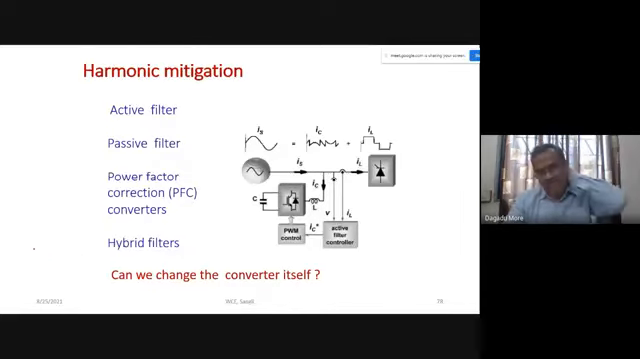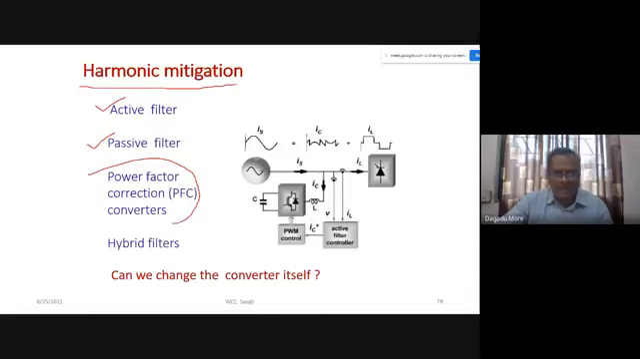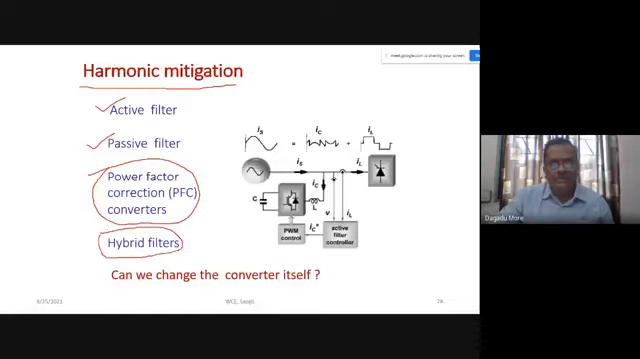This problem we can describe as conventional thyristor converters injecting current harmonics, and we want to mitigate the harmonics. For that, various filters are available. One is the active filter, which we'll discuss in this course. Another is the passive filter. Then there are power factor correction converters, which operate at unity power factor, and hybrid filters. A hybrid filter is a combination of active filter plus passive filter.